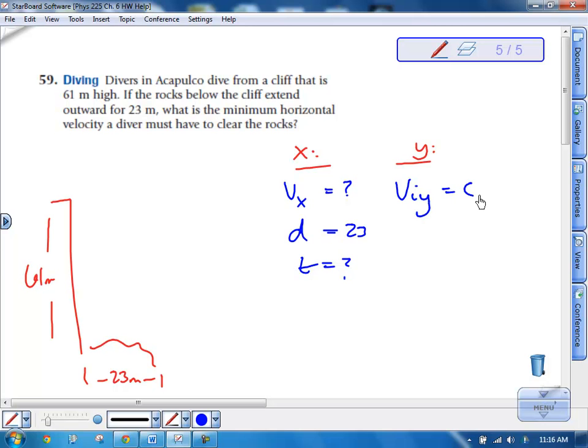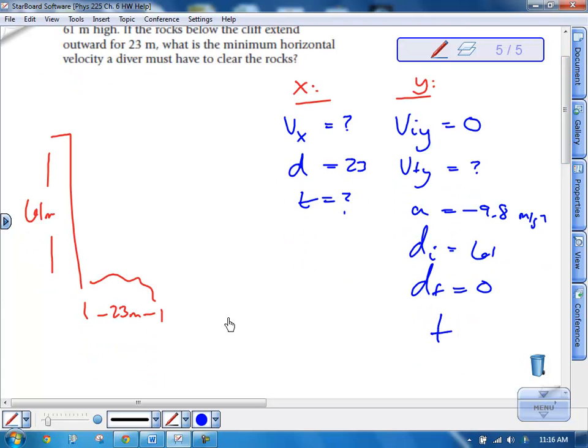So we have initial velocity in the Y is 0 if he jumps from a vertical. Final velocity in the Y we don't know. Acceleration in the Y is negative 9.8 meters per second squared. Initial distance in the Y is 61, and final distance in the Y is 0. We can use that to find time. Let's write down some equations and see if we can get one of these to work off our formula sheet. This equation off the formula sheet would help us find time.